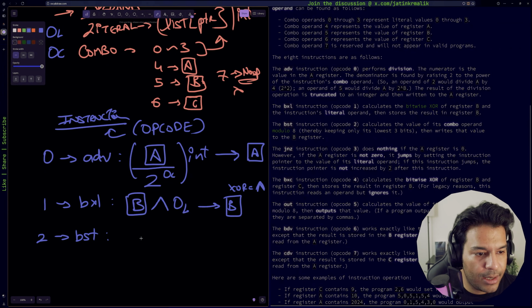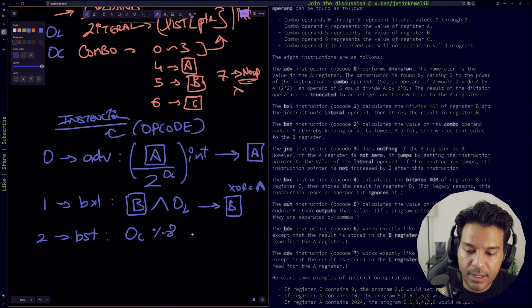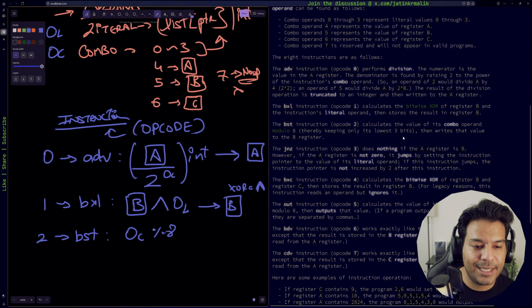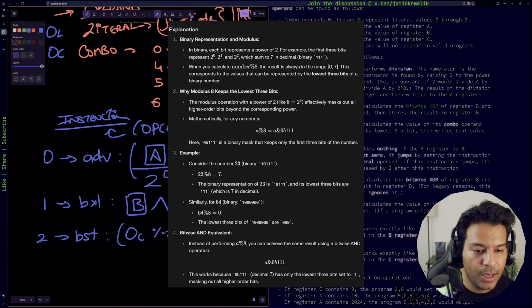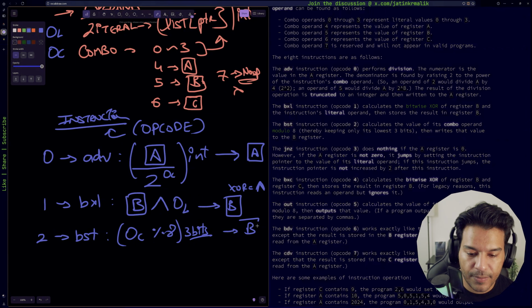So here we are taking the combo operand modulo 8. Our combo operand is OC. We will mod that by 8. We will get back some value and we will only keep its lowest 3 bits. So we will truncate this, keep the lowest 3 bits that were given, and we will store that into our B register. Fascinating.